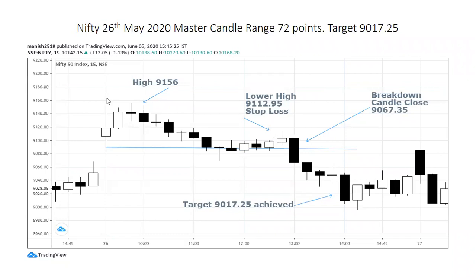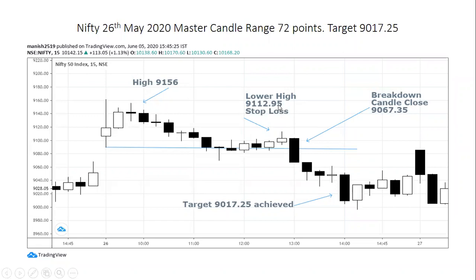So this was master candle. Initially, you can see Nifty went up, made a high 9156. From here, price came down up to this candle. Again, it went up, made a new high 9113. Now this will be termed as lower high. See, this value is less than previous high. So this is lower high. And finally, here you can see we got breakdown. Breakdown candle closed at 9067. So take short entry here.